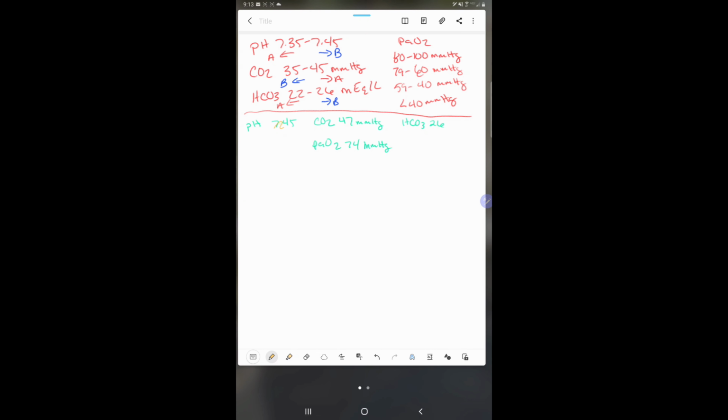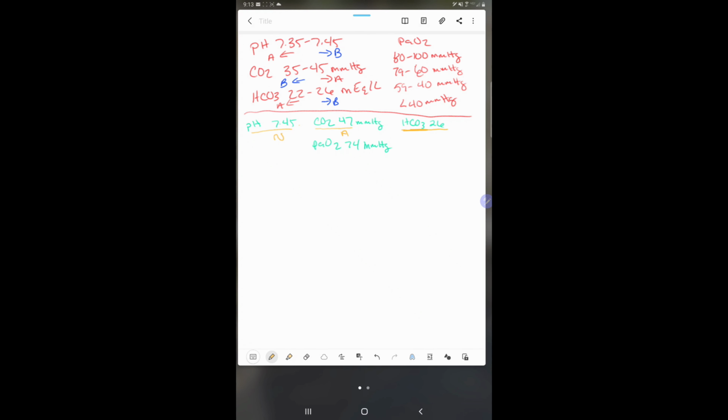Okay, so looking at their pH first, that's the first thing we're always going to look at. 7.45. That is considered normal. It is at the top end, but it's normal. Okay, so I'm going to put an N right there. Now looking at your CO2 next, it's at a 47. 47 is going to the right, so that means it's an acid and it's out of balance. So I'm going to put an A right there for acid. Okay, and then you're going to look at your bicarb, your HCO3. It's 26.